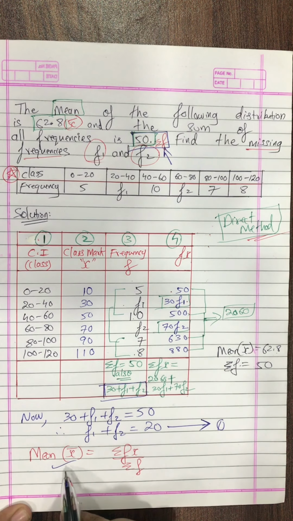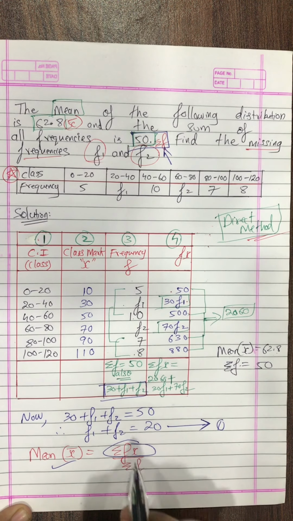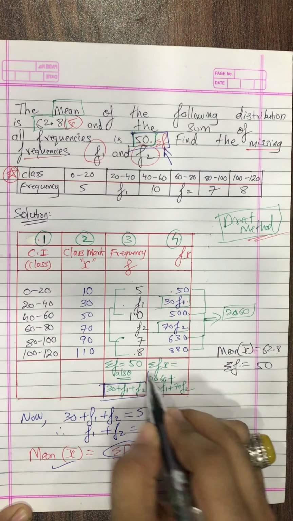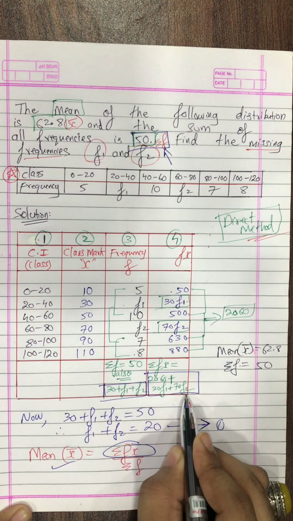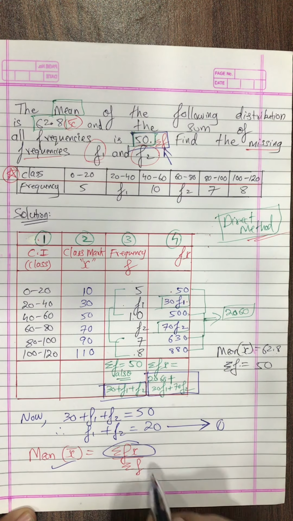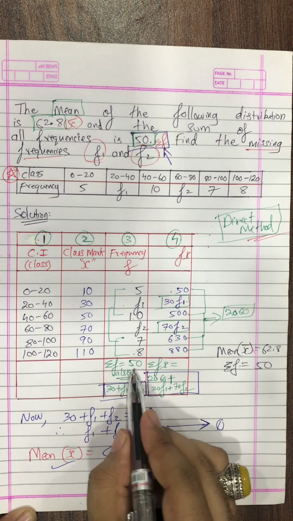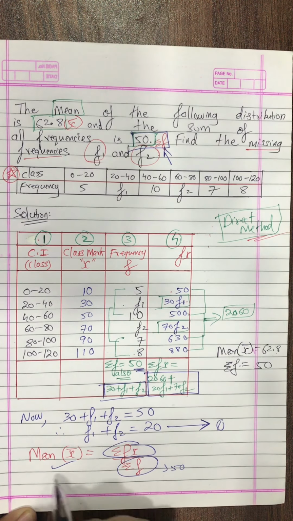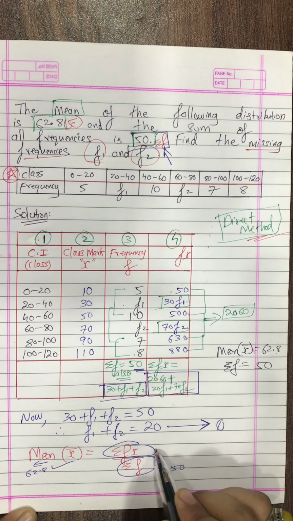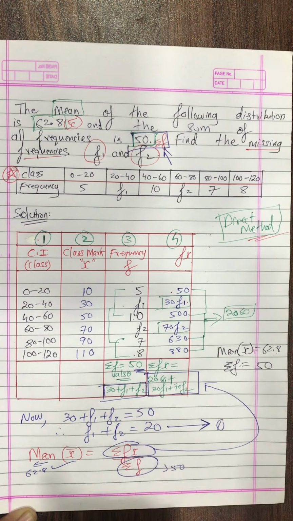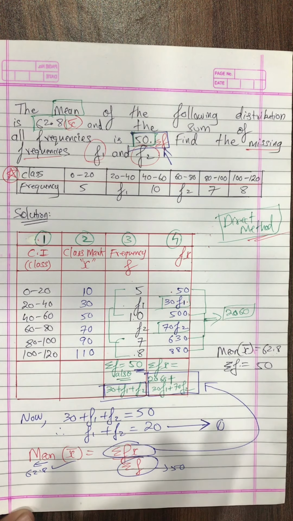At the place of this x bar, I'll write 62.8. At the place of summation fx, what I'll copy? I'll write this 2060 plus 30 f1 plus 70 f2. Upon summation f, here I will write 50 because its summation f is 50. At the place of here, I'll write 62.8. It's already given to me. And at the place of this, I will just copy this. Because I don't have space, students, I'll be changing the slide.